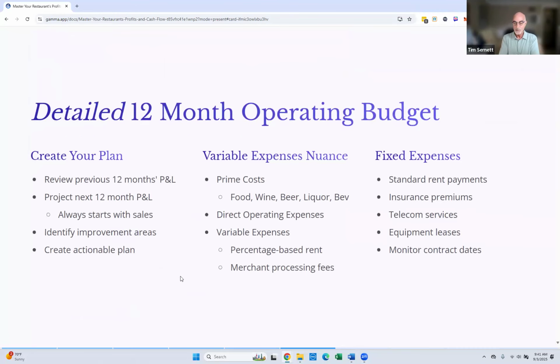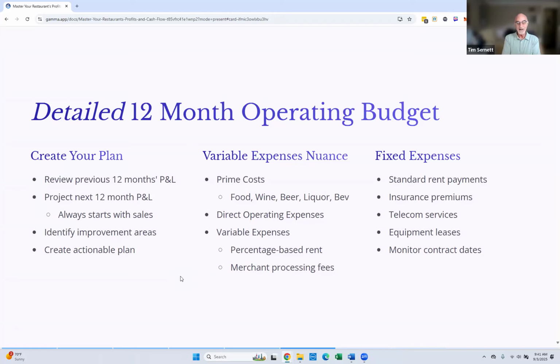So it's a detailed 12-month operating budget. You always want to be rolling the budget over from one month to the next and looking out 12 months. So you create your plan by reviewing the previous 12 months P&L. Hopefully that's tracking along a chart of accounts that makes sense for your restaurant. Then you project out the next 12 months, always starting with sales. How do you plan to improve your revenue and top line revenue?